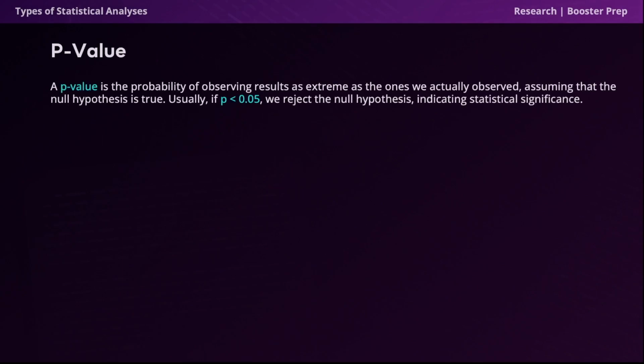This brings us to the next concept for this video, which is the p-value. The p-value is the probability of observing results as extreme as the ones we actually observed, assuming that the null hypothesis is true. Usually, if p is less than 0.05, we reject the null hypothesis, indicating statistical significance.